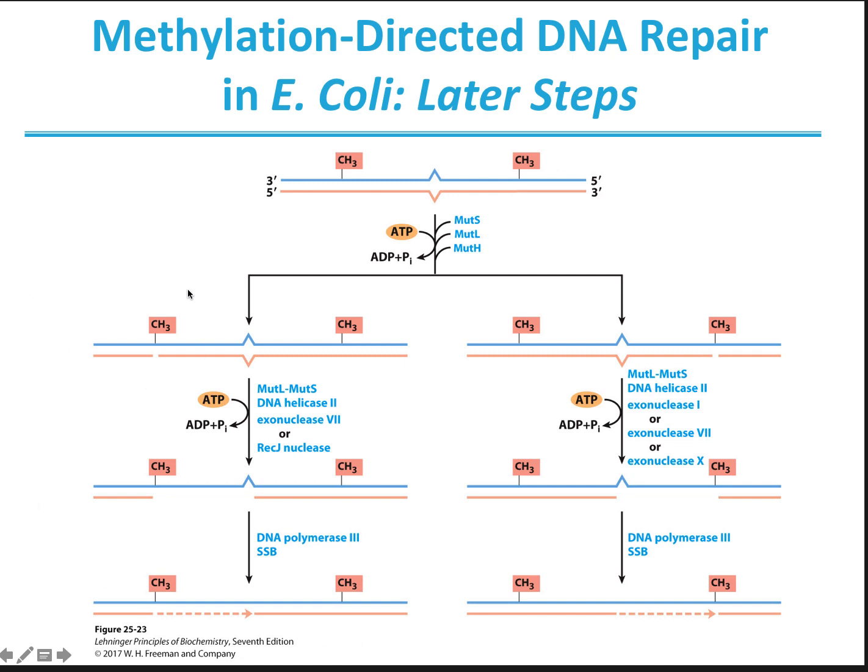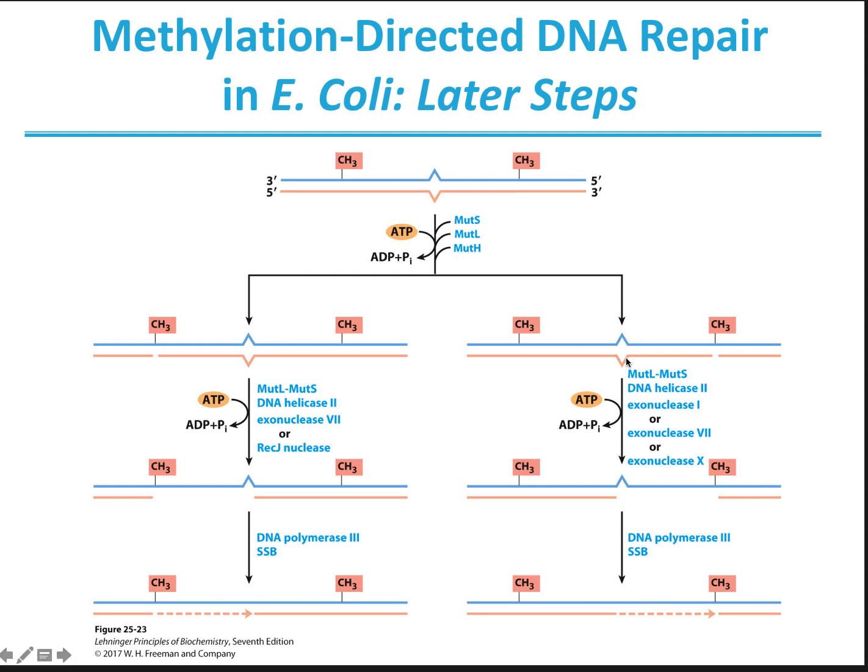So if the cleavage is 5', again the MutS, MutL complex works with DNA helicase 2 to unwind the DNA, and then exonuclease 7 or RecJ nuclease are involved in the removal of that sequence. So DNA polymerase 3 and single-stranded binding protein then work together to synthesize the correct strand, and as we have seen before, DNA ligase then comes in to seal the nicks.